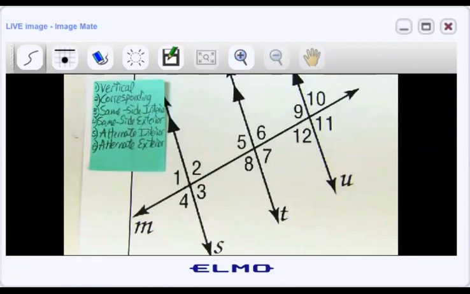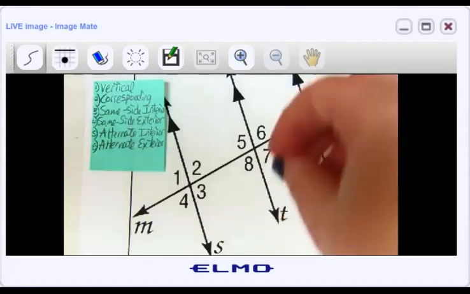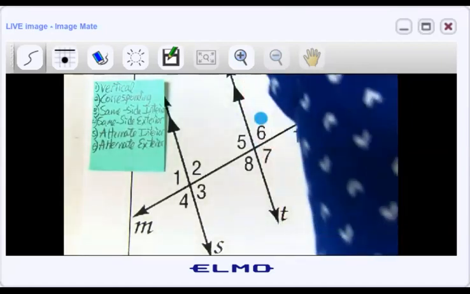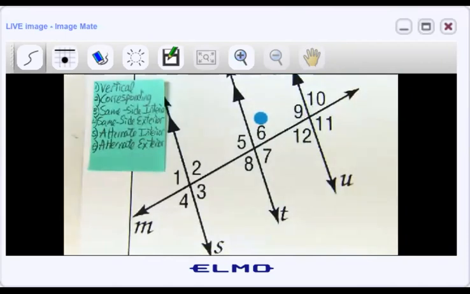Evan, pick a number from 1 to 12. Like I have to pick a specific one or just random? Random, 1 through 12, whichever one you want. 6. Okay, you pick 6. So I'm going to pick another angle. How about I'll pick 8. What are these 2 angles to each other, 6 and 8? Out of those 6 choices. Alternate interior.